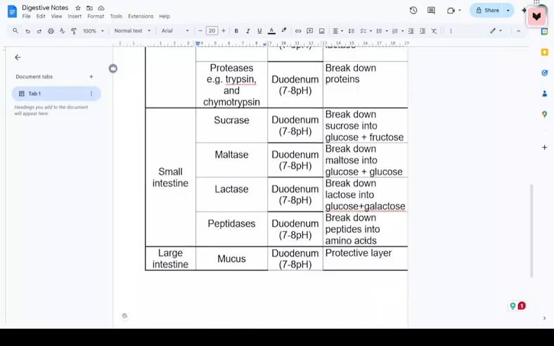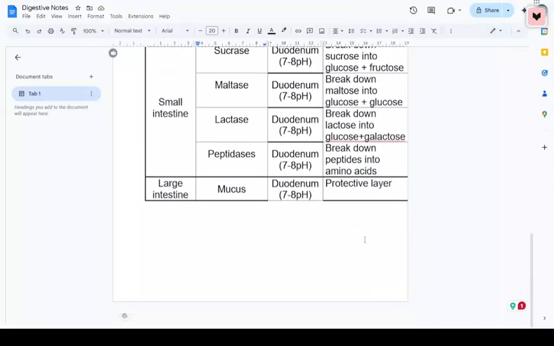And then now we talk about the large intestine. The large intestine really only has one thing that it's doing, and that is having mucus. It's a protective layer, whether that's protecting the large intestine itself or your rectum and anus, stuff like that. And that is pretty much it.